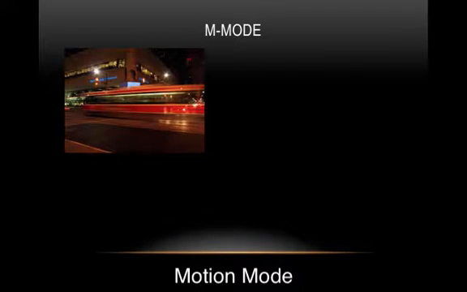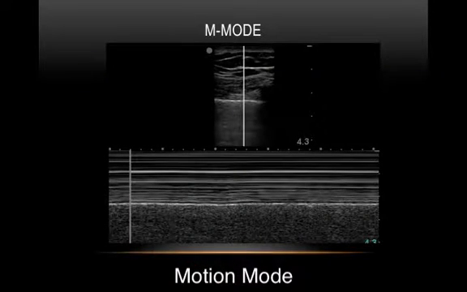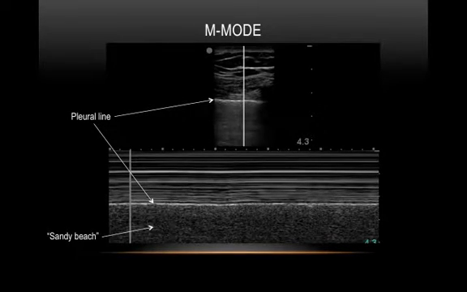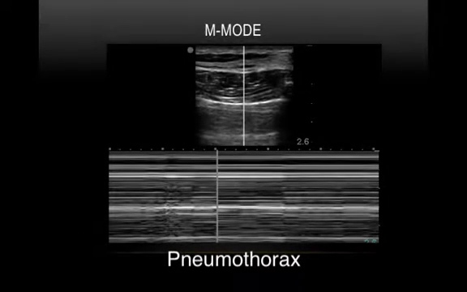M mode is a way to visualize structures as a function of depth and time. The structures that the white line passes through on the top image here are represented on the bottom image as a function of time. Usually, the brightest horizontal line on the bottom image represents the pleural line. Presence of motion is seen as incoherent noise, and the absence of motion is seen as straight horizontal lines.